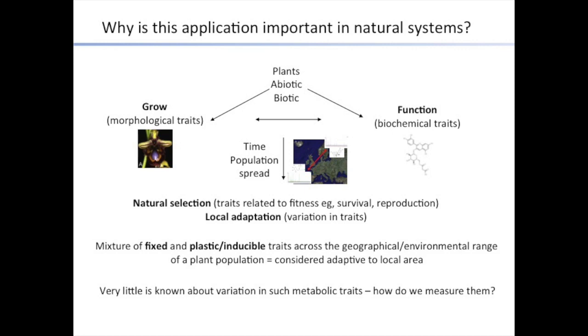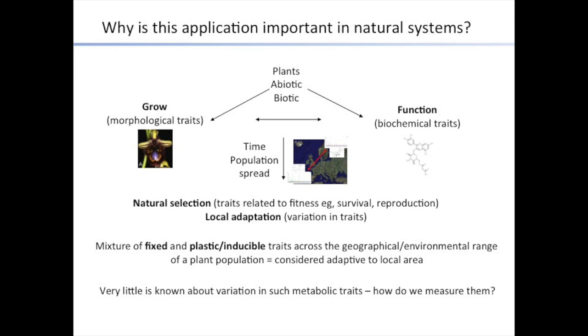So why is this important in natural systems? A lot of this research is in crop science and medicine. What importance does it have in ecology and evolution? As I've just said, plants always have abiotic and biotic stresses, and they can respond to this by changing the way they grow or changing the way that they function. And of course these two things are related.